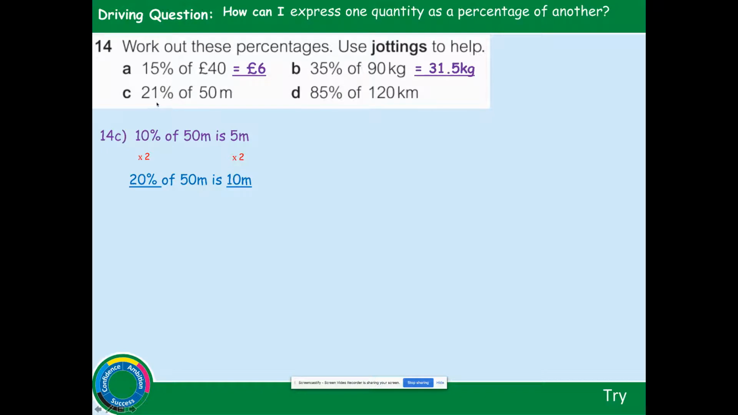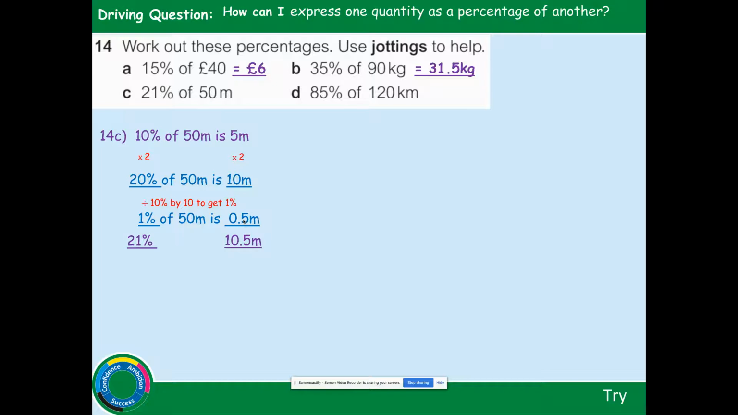I need a 1%. I get my 1% by dividing my 10% by 10. 10 divided by 10 is 1, so I need to do 5 divided by 10, which is 0.5. I'm dividing by 10, 1 0 in the 10, so I'm going to move it over one place. It's in the ones, so I'm going to have to move it over into the tenths, for a 0.5. Okay, so the 5 has gone from here to here. So now I've got 21%. So 10 add 0.5 is 10.5 meters.